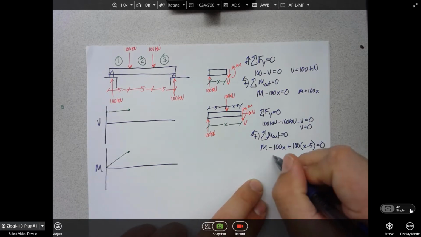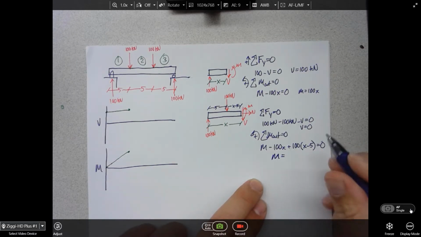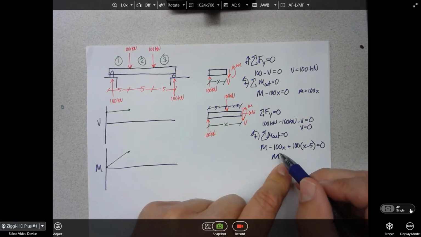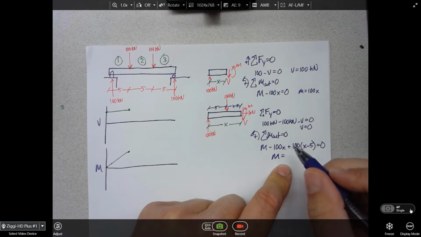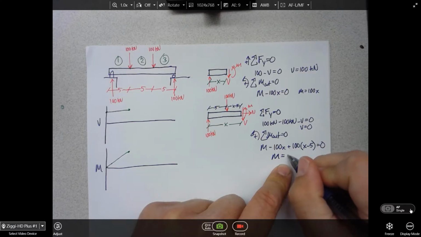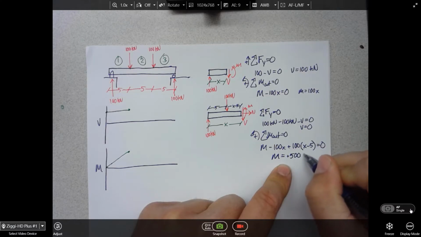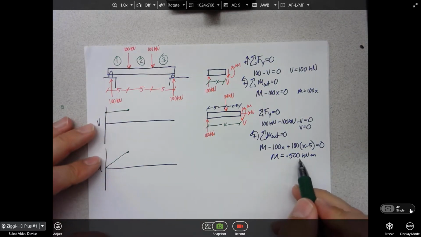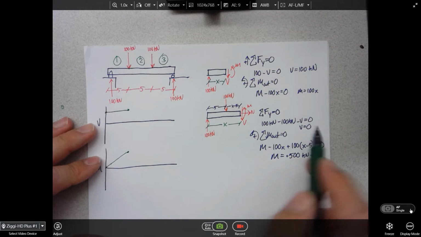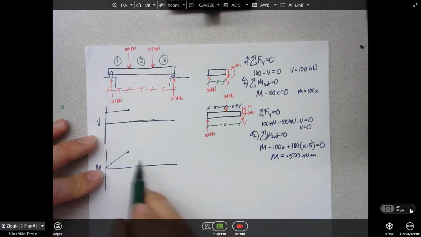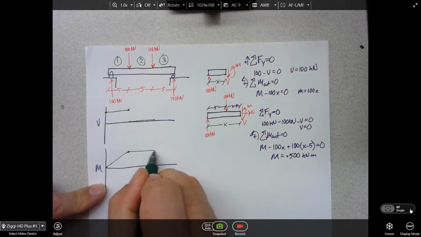So if you solve this, Michael, what'd you get for M equals? I got negative 500. Because 100x cancels with minus 100x. Yeah, minus 100x plus 100x minus 500, but then we take it to the other side, so it'd be positive 500 kilonewton meters, right? Okay. So now let's plot these in region 2. For region 2, it looks like V is 0, and M is 500, which is what we were at. It just goes flat.